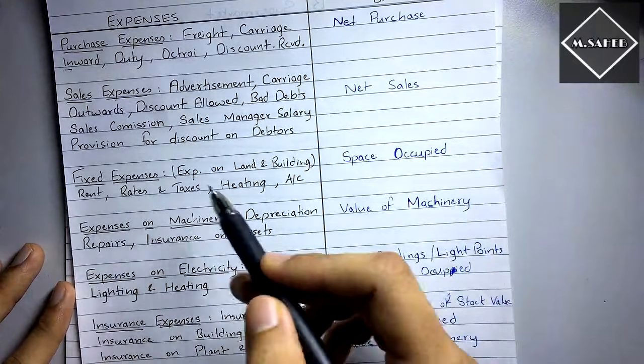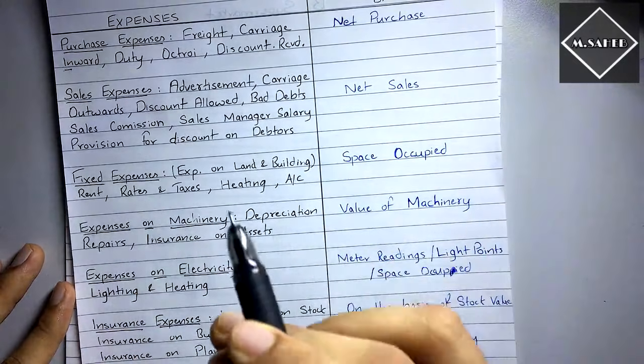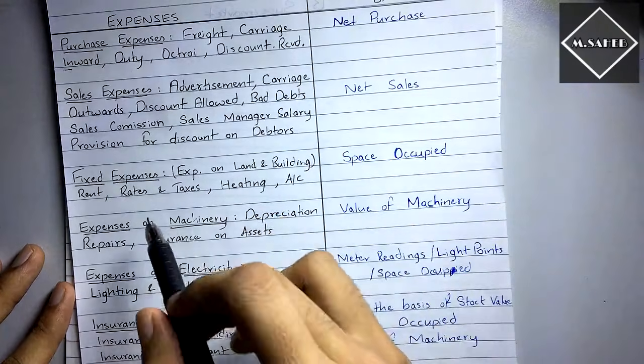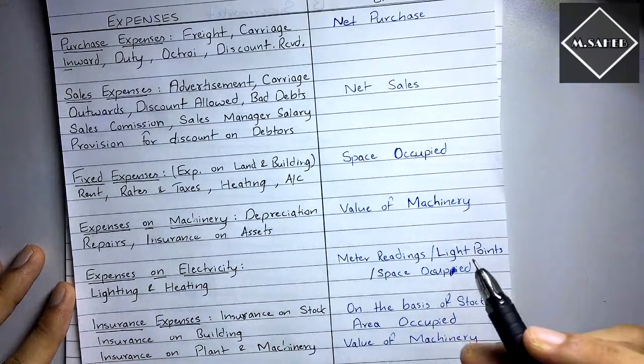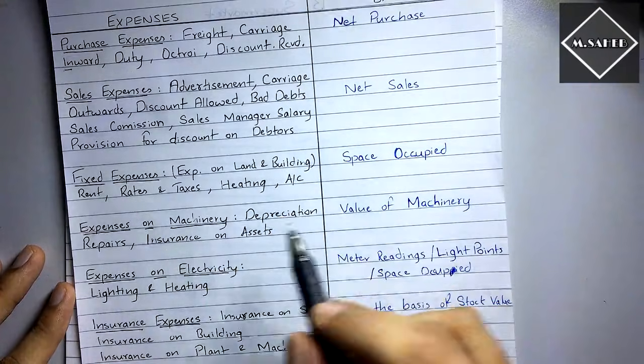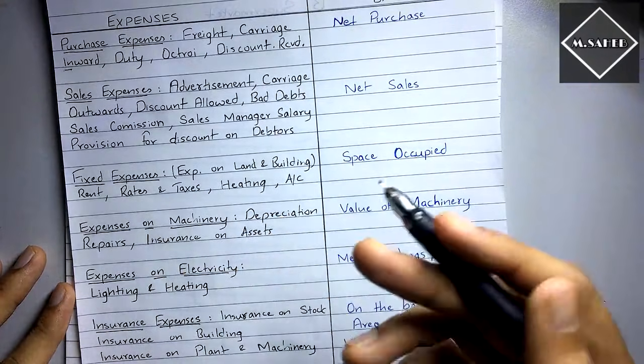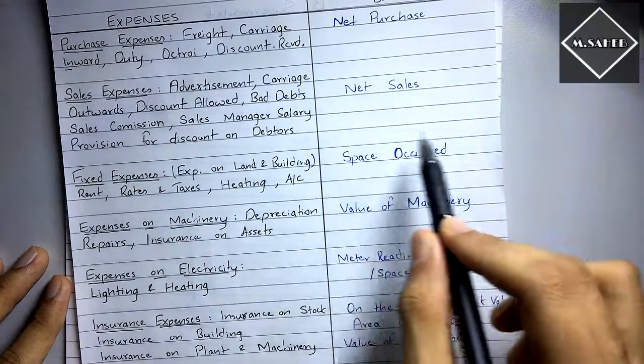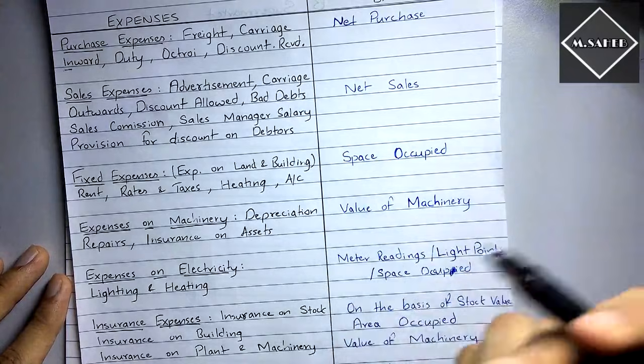Now the municipal taxes are also paid on the building, right? So the municipal taxes will be paid by the business, but to allocate here we have to take space occupied ratio. Because the taxes are on building, so building means what? Space occupied. Whenever building comes, land and building, always try to remember this: space occupied. It's a simple connection.